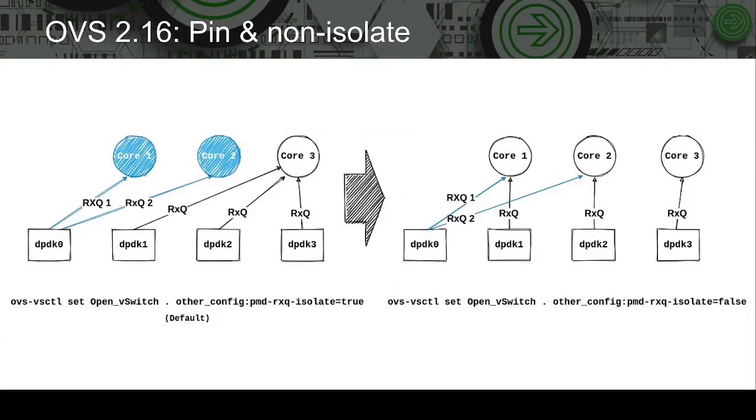Up until now, the PMD cores used for pinning were then isolated from OVS assigning other RXQs to them. So if there was spare capacity on them, OVS would not be able to use it. For example, if DPDK 0, RXQ1 and RXQ2 only needed 60% each of a PMD, there would be an extra 40% on core 1 and core 2 that would not be available for OVS to use. Whereas with the pin and non-isolate, OVS can get access to that available capacity.